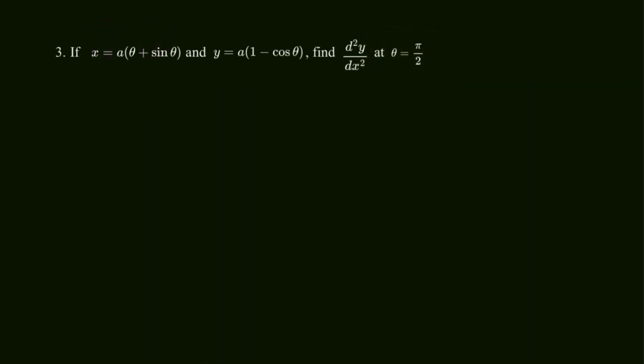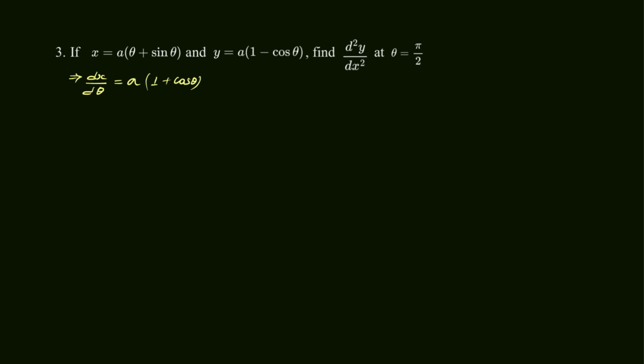Question number 3: if x equals a times (theta + sine theta), that is, x is a function of theta and y is also a function of theta, then we have to find the value of d2y/dx2 at theta equals pi/2. First we will differentiate the given equations of x and y with respect to theta, because both are functions of theta. So dx/dtheta equals, a is constant, d/dtheta of theta is 1 plus d/dtheta of sine theta is cos theta. So dx/dtheta is a into (1 + cos theta).